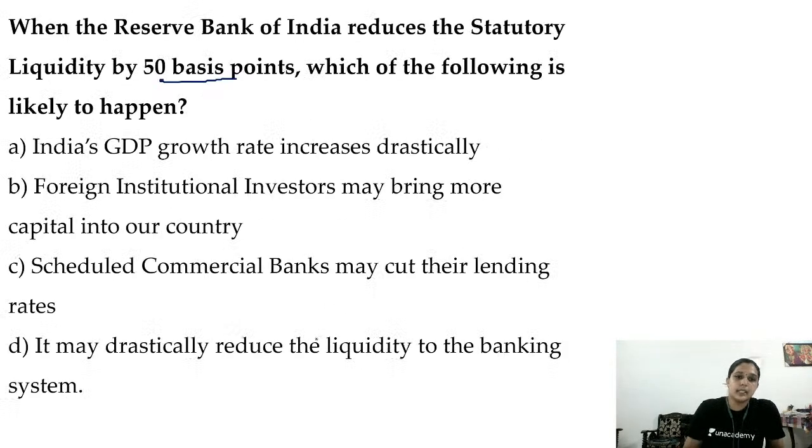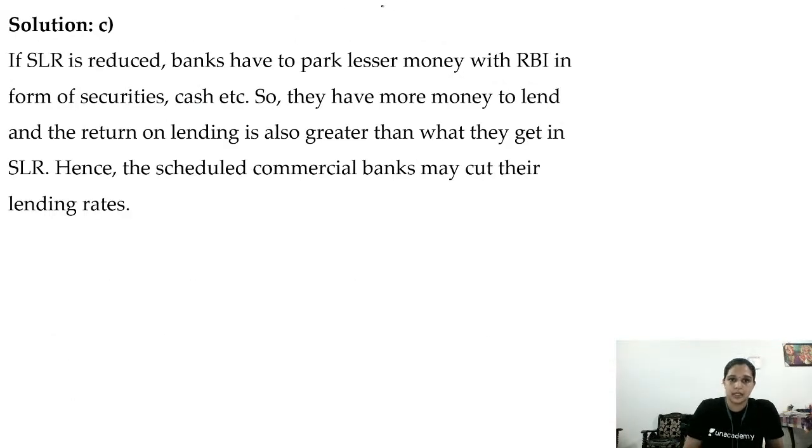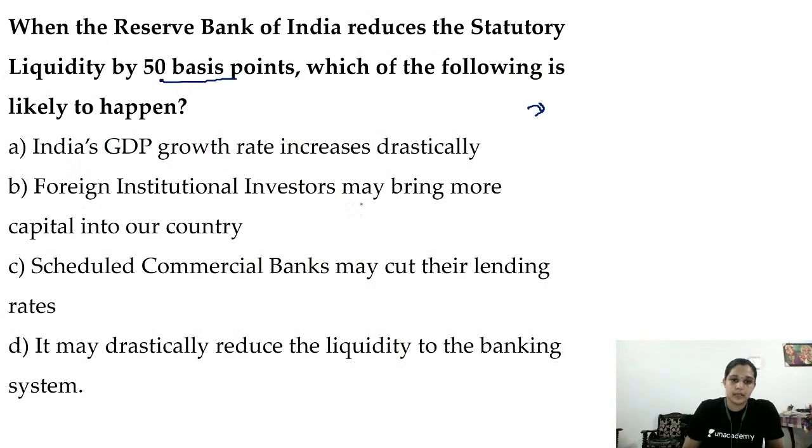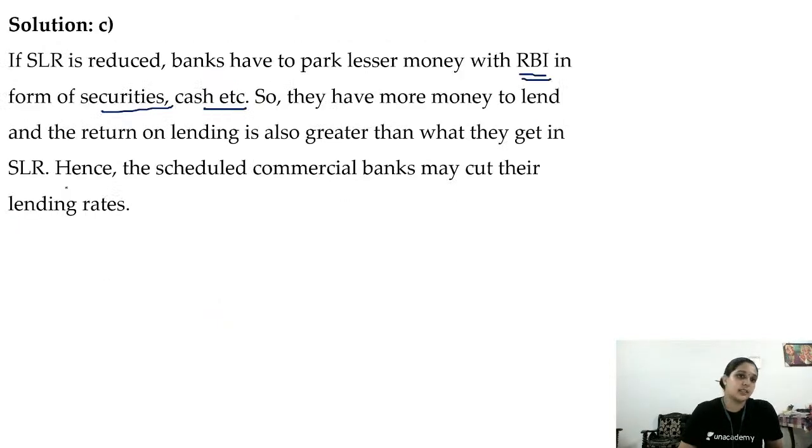See what the statutory liquidity ratio is. Simply I'm explaining what the statutory liquidity ratio means. Banks have to park a certain amount of money with RBI in the form of securities, cash, etc., so that the money cannot be lent outside. So the scheduled commercial banks should give their money to RBI and they cannot lend it outside. So what happened? They cut their lending rates. That is the answer. So this is the concept.